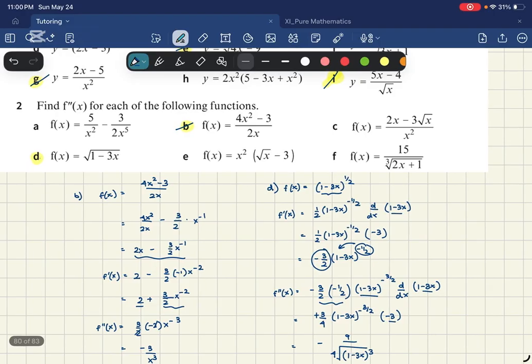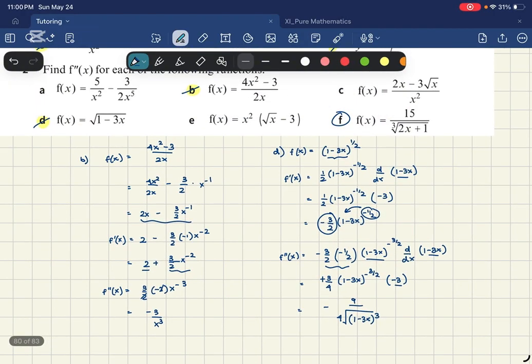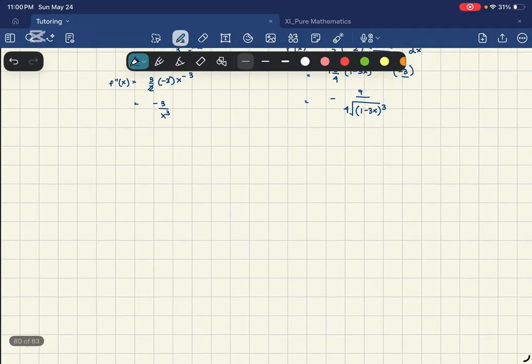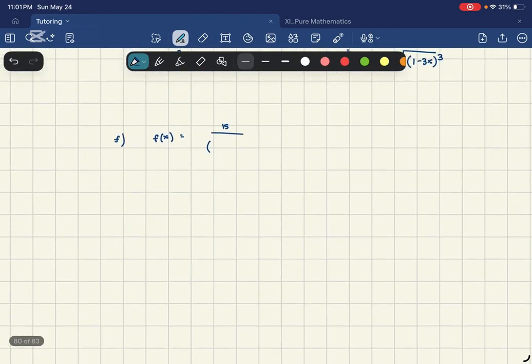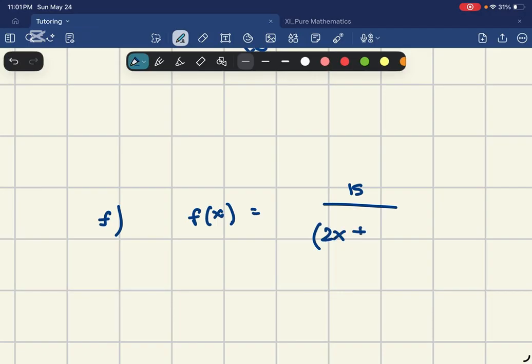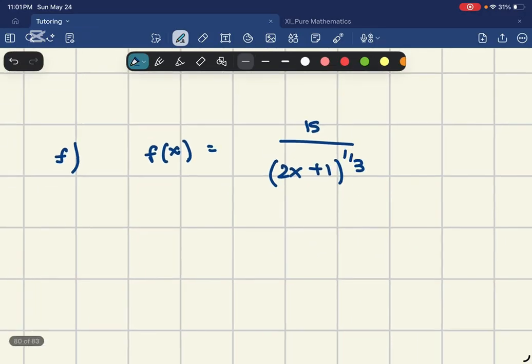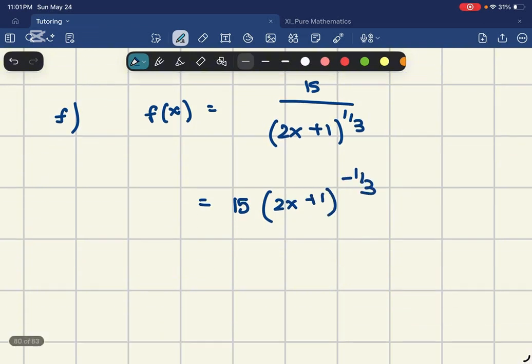And we're going to do f as well. So you have 15 divided by the cube root of 2x plus 1. So the final f, or f of x, is 15 over the cube root of 2x plus 1. So I can write that as 2x plus 1 to the power 1 over 3. And even better, I can write it as 15 times 2x plus 1 to the power negative 1 over 3. So that is how I can express f of x.